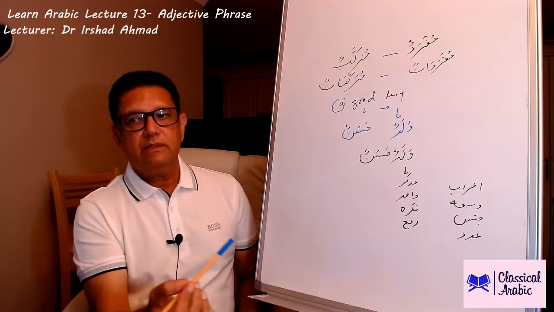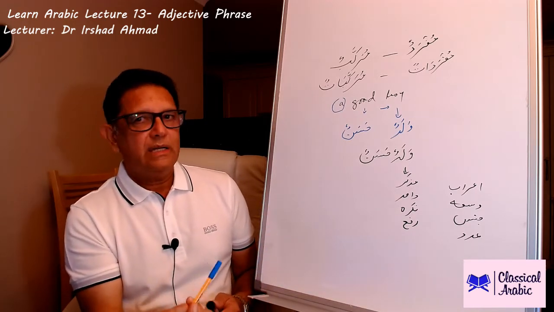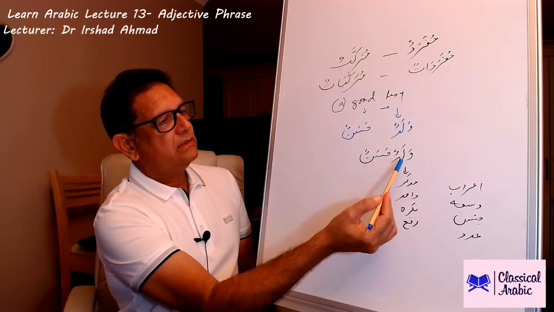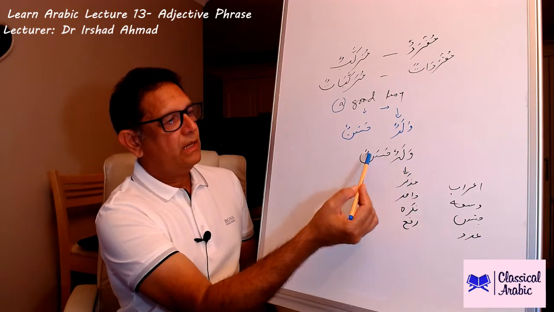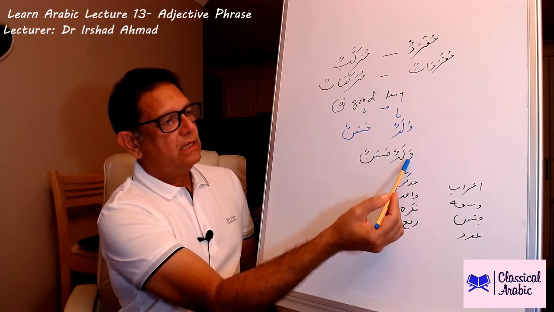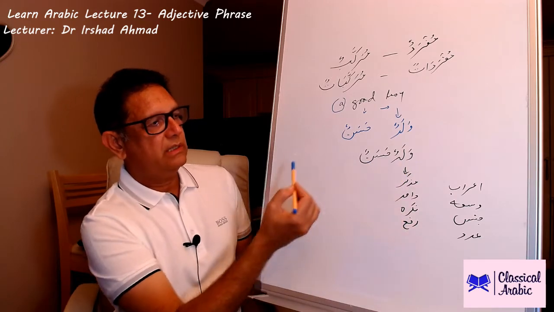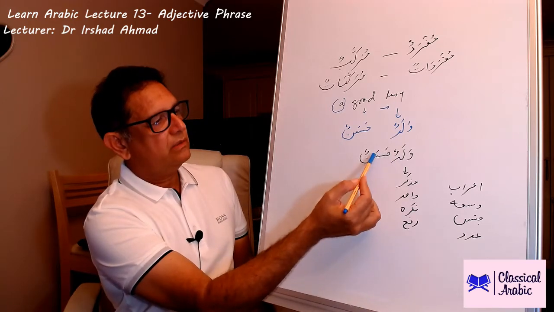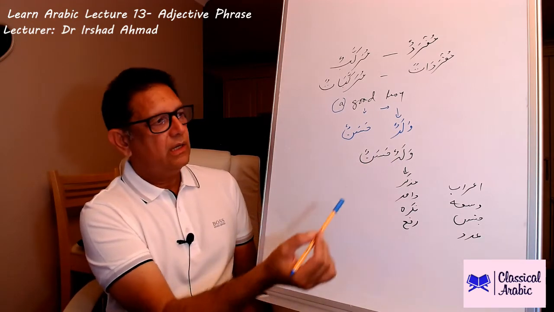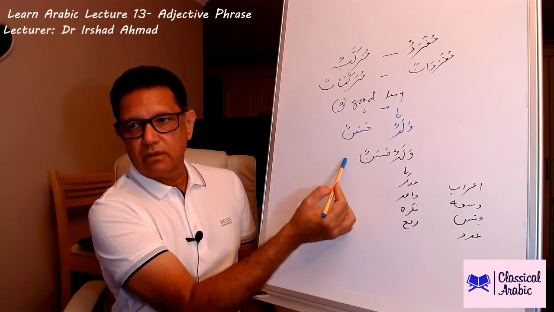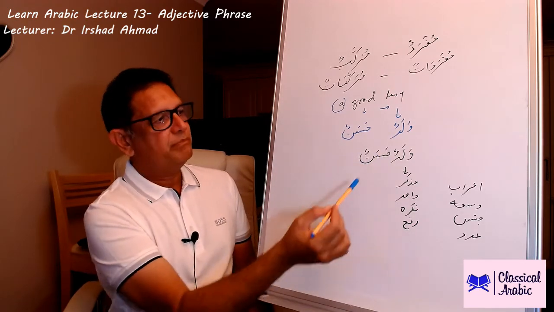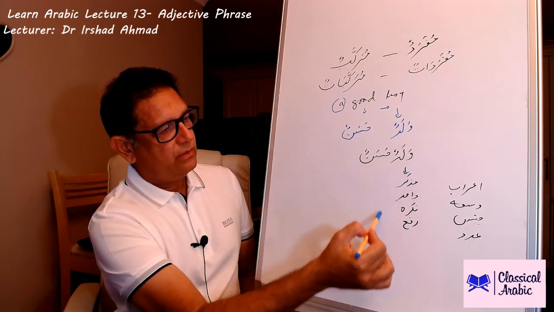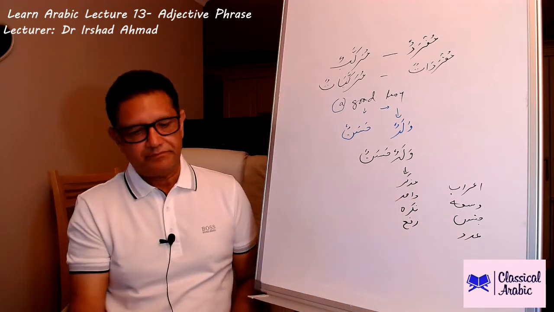In other words, sifa doesn't have anything on its own right. Sifa cannot be muannas for a muzakkar mawsoof. It has to be muzakkar. If mawsoof is in rafa, sifa will have to be in rafa. We cannot say waladun hasanan, that will be wrong. Or we cannot say waladun hasanin, that will be wrong. We cannot say waladun hasanatun, that will be muannas, that will be wrong. So waladun hasanun has to follow waladun, and has to follow from all these four aspects.